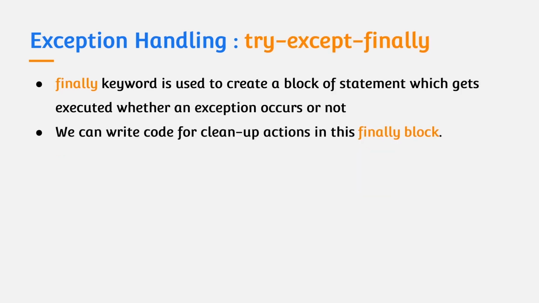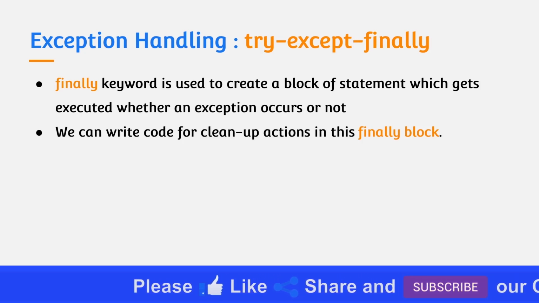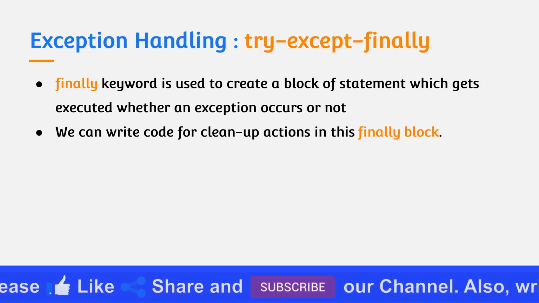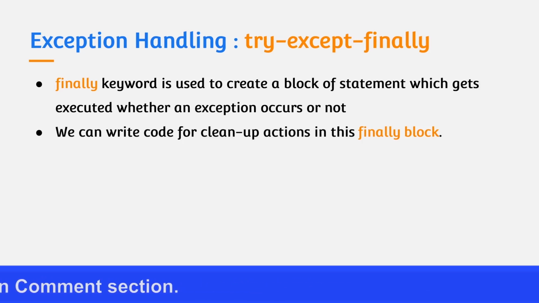So before jumping into the practical demonstration of try except finally, let me tell you a few important points about the try except finally block. finally is a keyword used to create a block of statements which gets executed whether an exception occurs or not, and we can write code for cleanup action in this finally block. Means we can write code for closing file handles and closing database connections within this finally block.